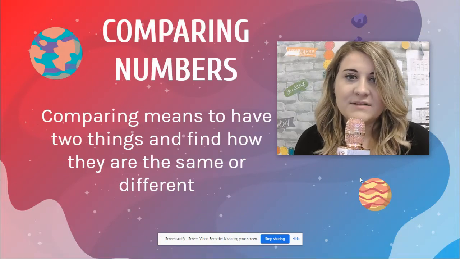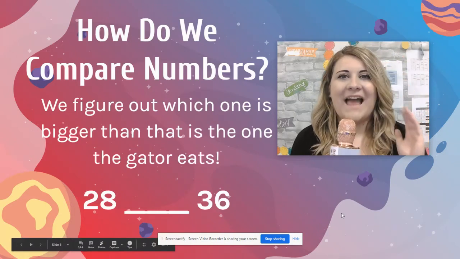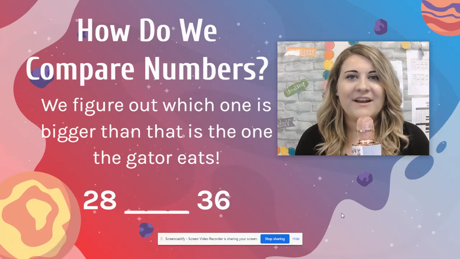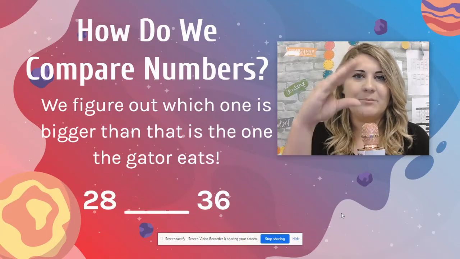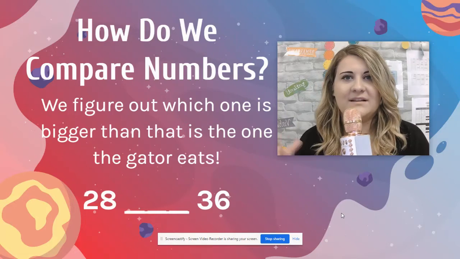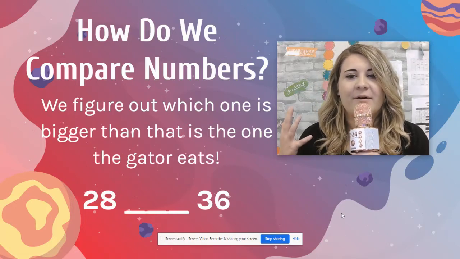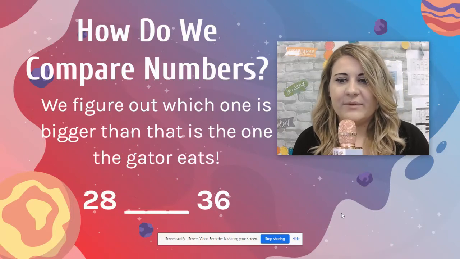Let's talk about that. So how do we compare numbers? It's the same exact thing as always. The gator is going to eat the bigger number. And when I say gator, I mean that symbol, okay? It looks kind of like a triangle turned sideways, missing a part. And so we're going to see which one the gator is going to eat down here with these two numbers.